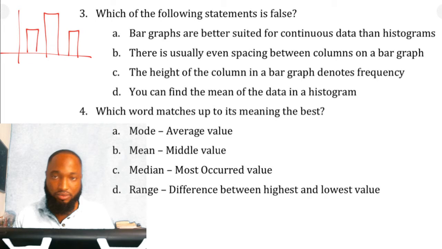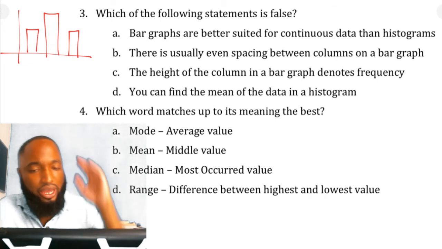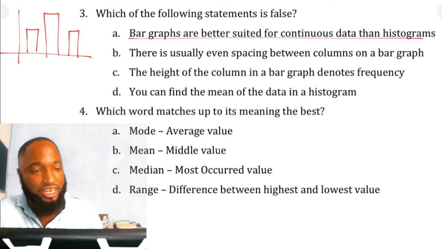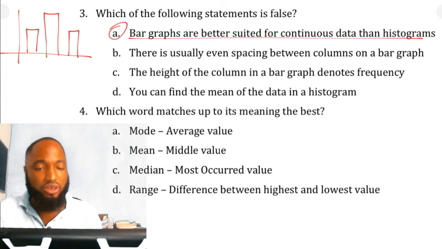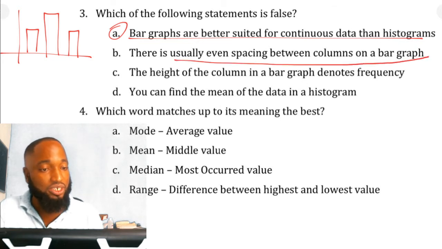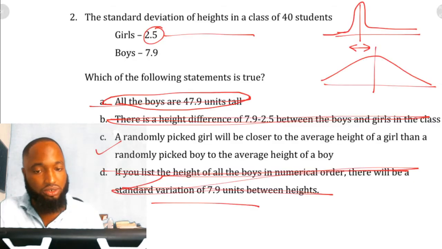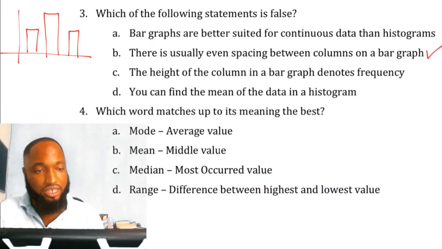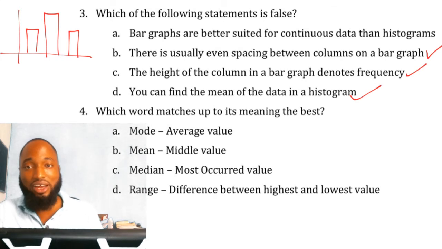Not today, Satan. Alright, so which of the following statements is false? So we explain why this is false, and that means that's your answer. Let's just check the others. There's usually even spacing between the columns in a histogram. Yes, that is true. The height of the column in a histogram denotes frequency. Yes. You can find the mean of the data in a histogram. Yes, you can find the mean, even in a histogram. So the false statement is A.